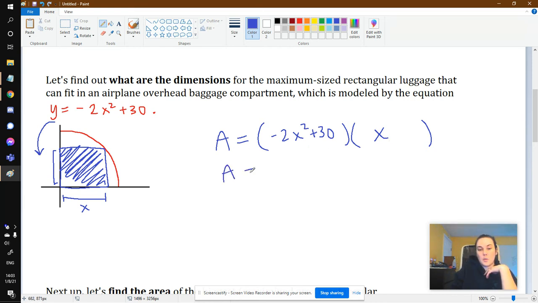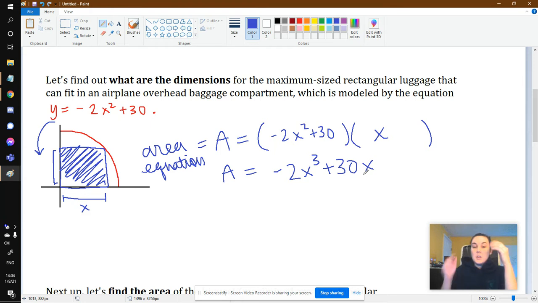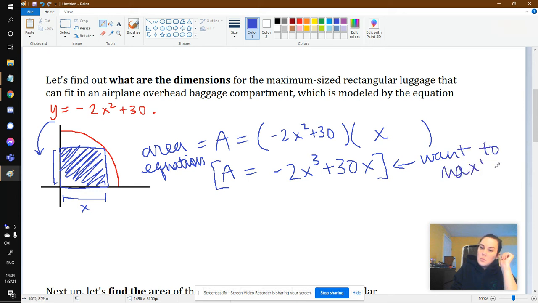So our area equation, we're going to distribute the x, is actually going to be this. And this is what we want to maximize.